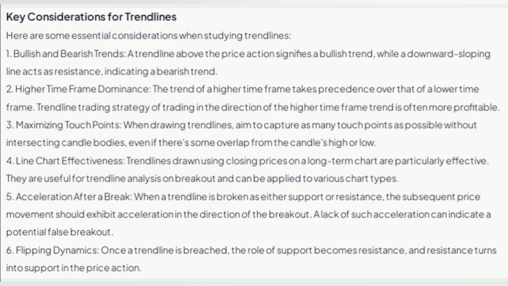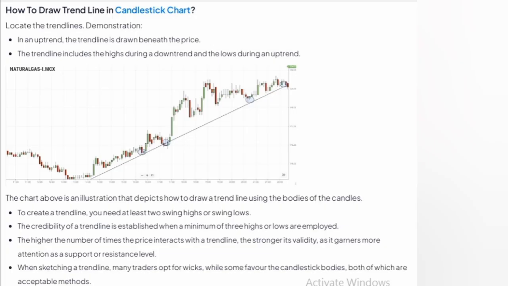Once a trend line is breached, the role of support becomes resistance, and resistance turns into support in the price action. How to draw a trend line in a candlestick chart. Locate the trend lines. Demonstration.